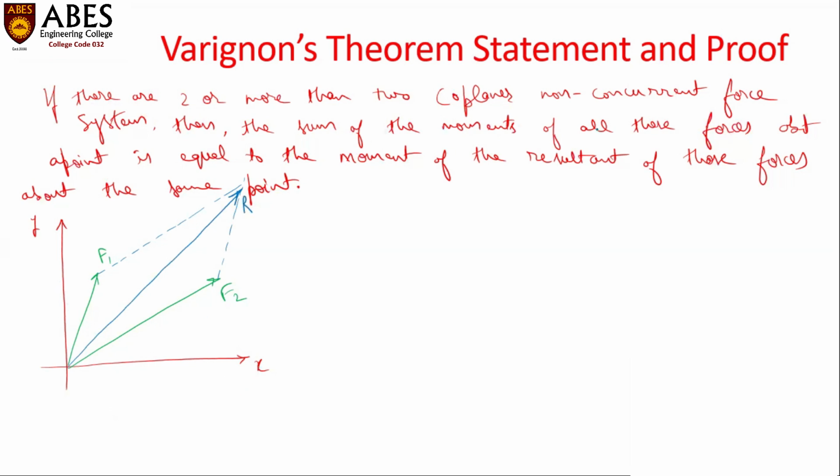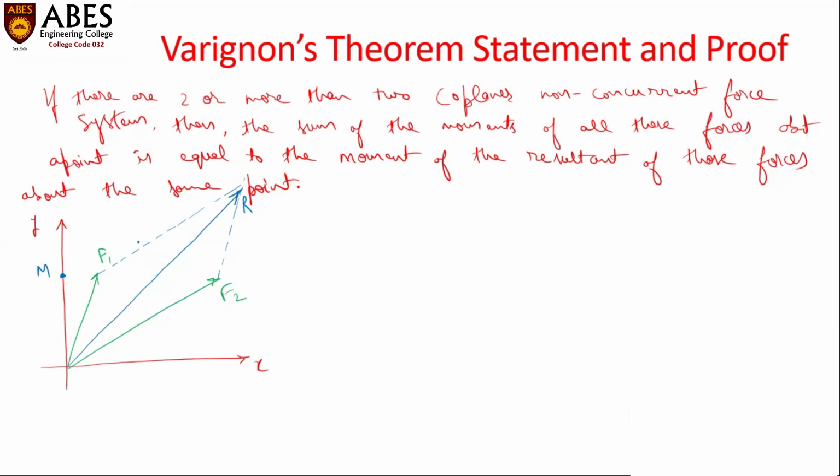Now how to prove this statement? For this, we will choose a point on the y-axis. Suppose this point is M. Arbitrarily I have chosen this point M. We will take the moment of all these forces F1, F2 as well as the resultant R about this point M.